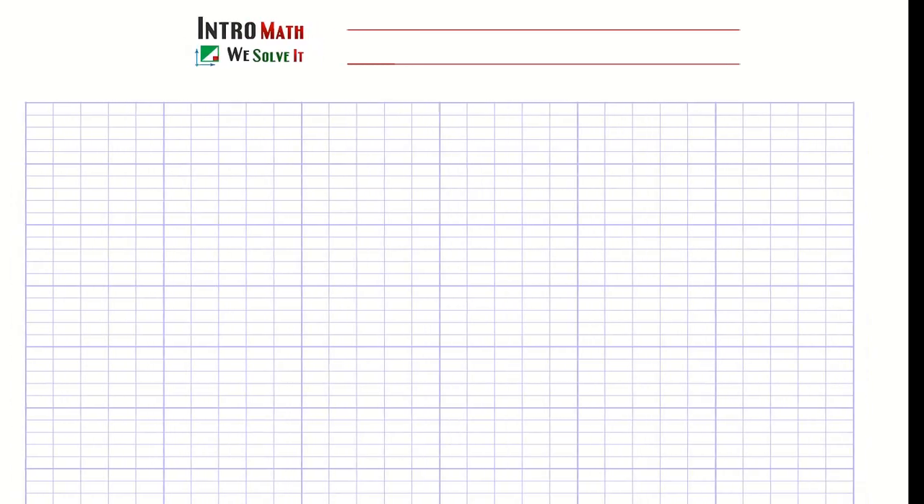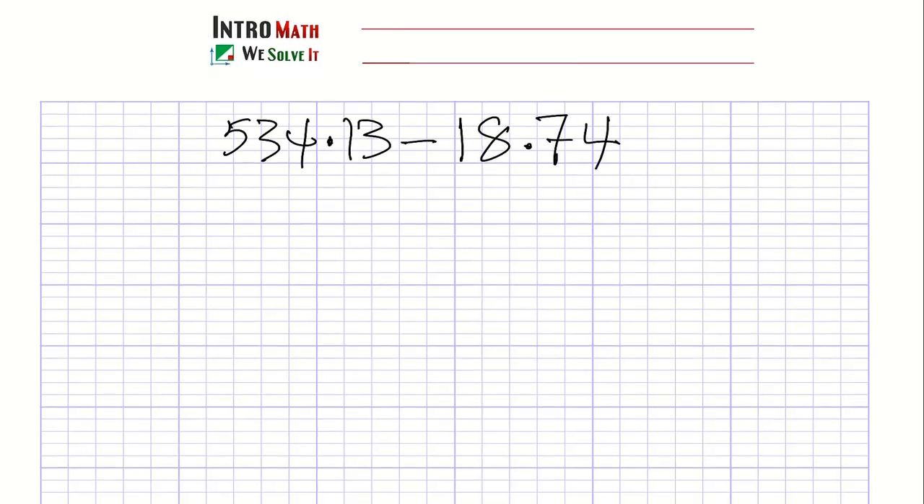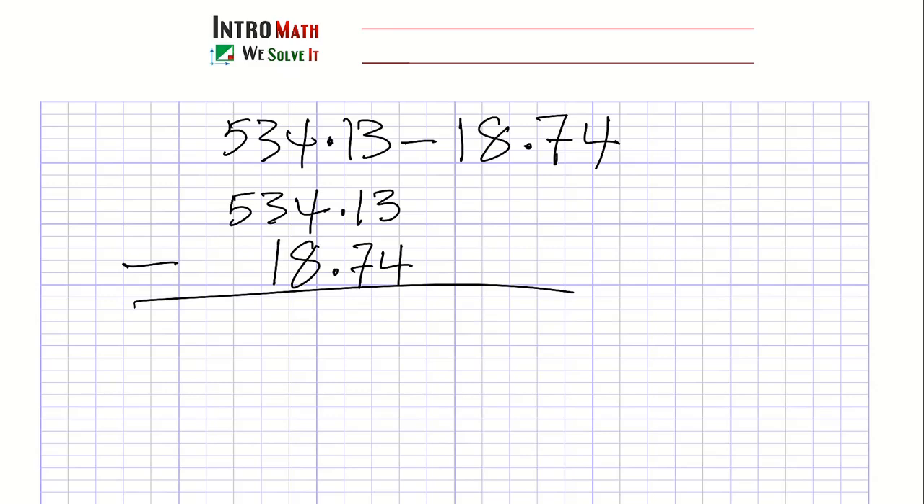Make sure I'm lining my stuff up. That way it looks good in the video. We'll say 534.13 minus 18.74. You line things up like we normally do. See how I line things up? The biggest thing is to line things up. Then you start doing subtraction.